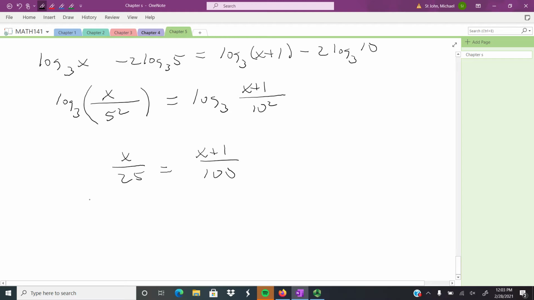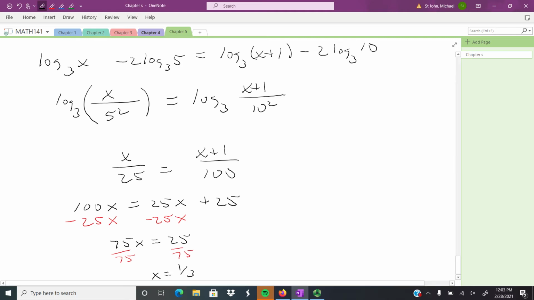And so we could solve this. So this would be 100x equals 25x plus 25. And we could solve this. Subtract 25x. And so 75x equals 25. And then we could divide. And we get x is going to equal 1/3.